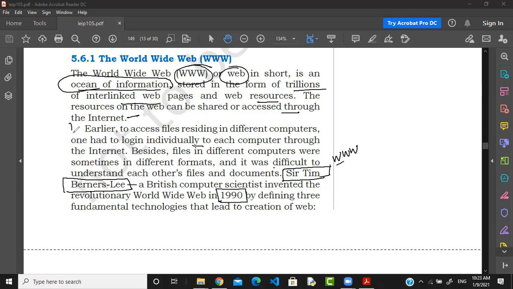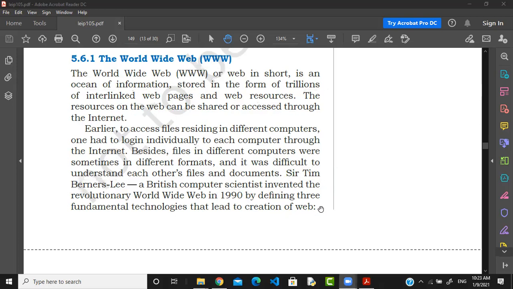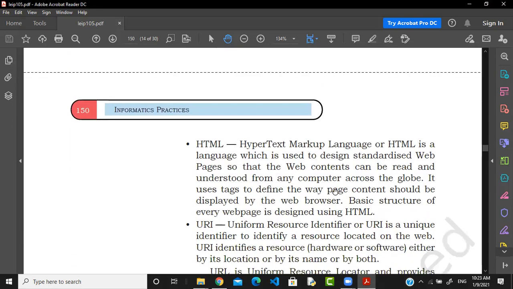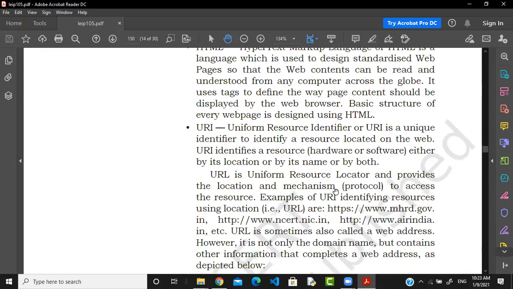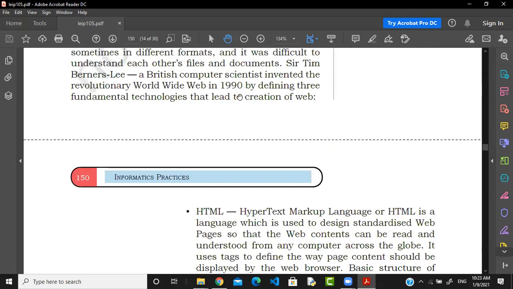Earlier, you had to log in individually to each and every computer to access the data, and there were different types of technology and different types of systems. So we were getting a problem here. So what happened? They specified the three technologies.